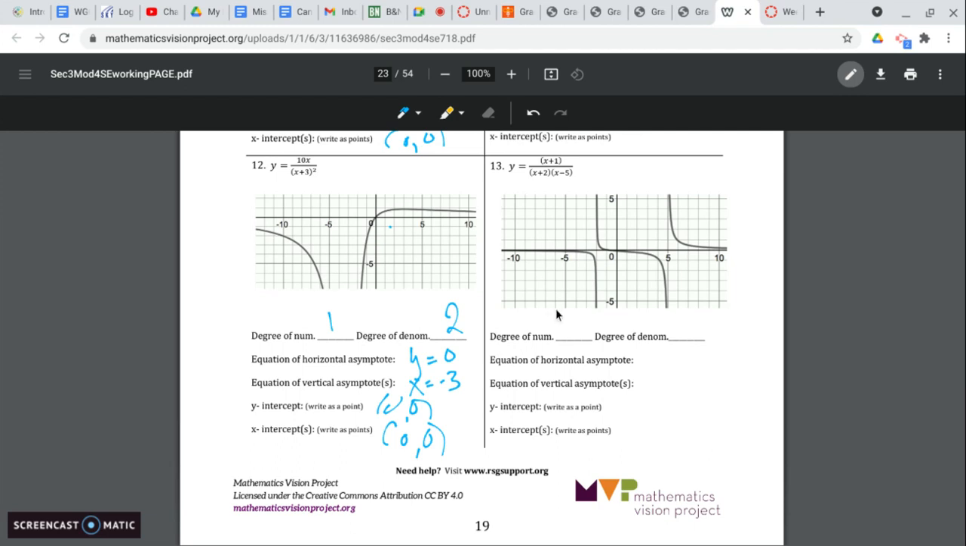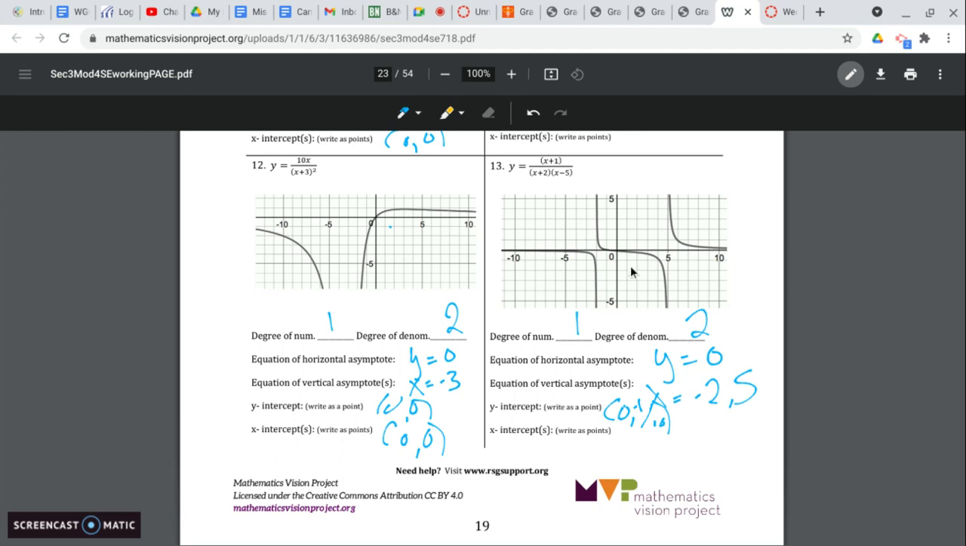Now, on 13, degree of the numerator is 1, degree of the denominator is 2. Equation of the horizontal asymptote, notice it's approaching but not crossing in all places, so it's y equals 0. Vertical asymptotes are x equals -2 and +5, which we can see off the graph, as well as the denominator of the equation. The y-intercept. So it looks like 0, 0. It's actually 0, -1/10. So very close to 0, 0, but not quite.